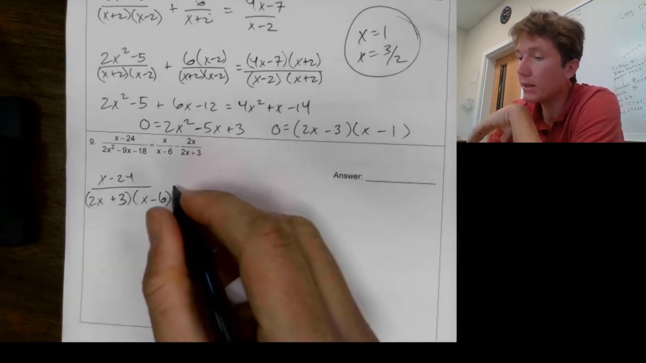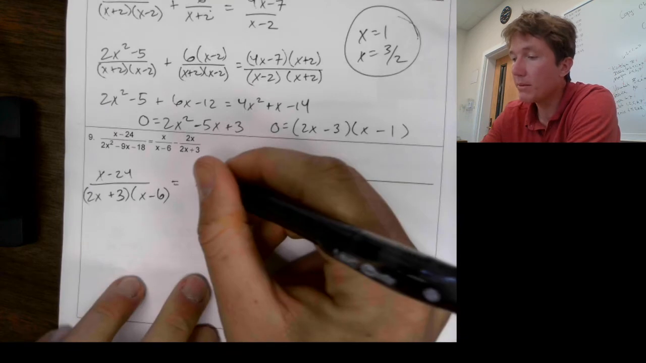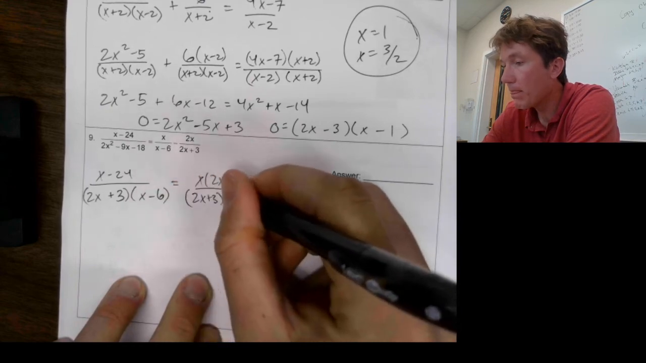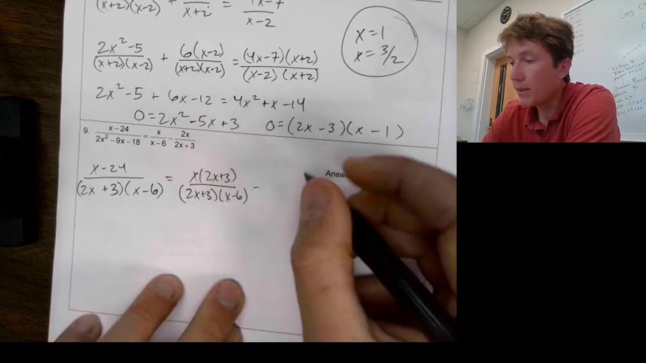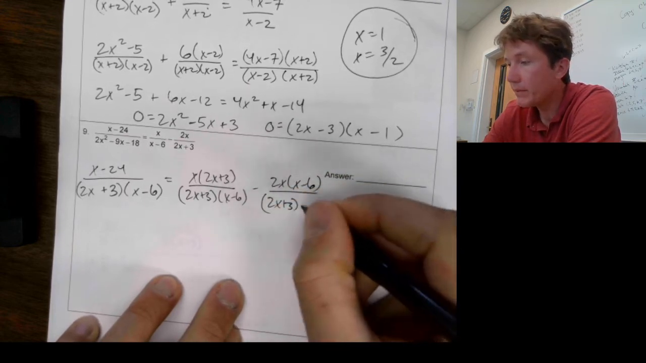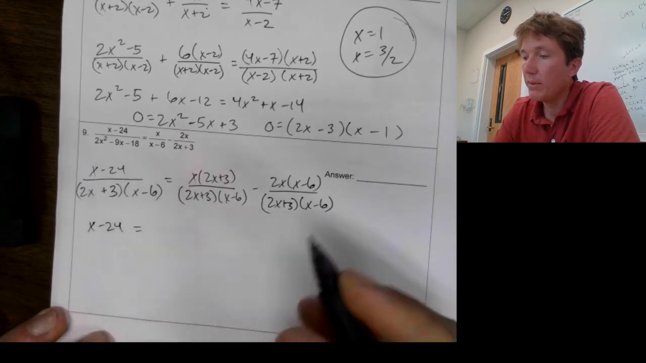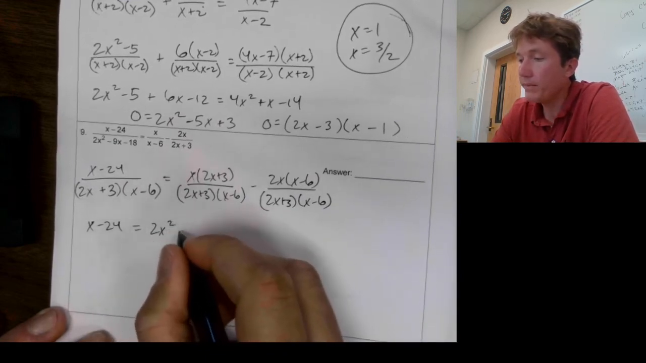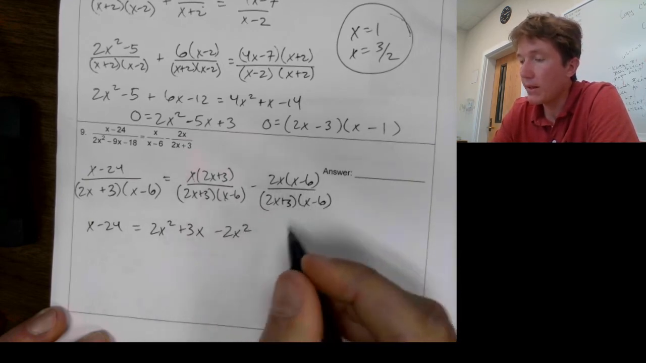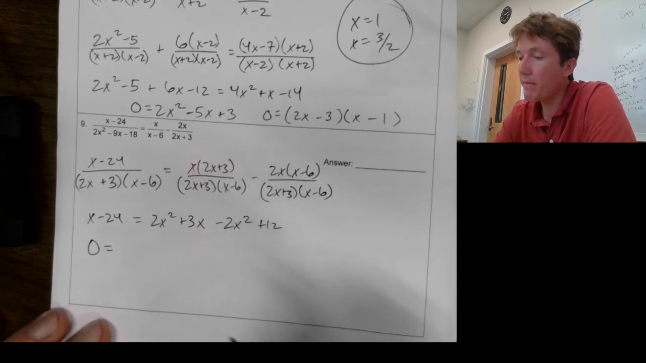How about that? Alright, so let's go ahead, finish up. This middle term is missing the 2x plus 3, so I'll multiply that by 2x plus 3. And then this last term is missing the x minus 6, so I will multiply that by x minus 6. Now I've got the same base all the way across, so I can remove the bases, and I will distribute as I go. Minus 2x squared. This would be negative 12, but it's carry the negative, so it's a plus 12. And then set everything equal to 0.